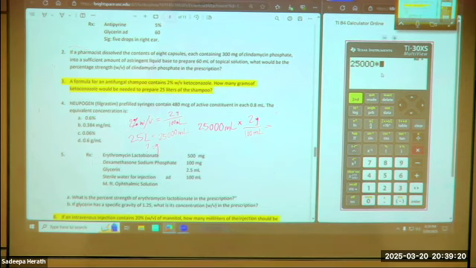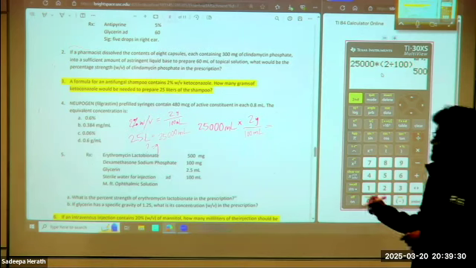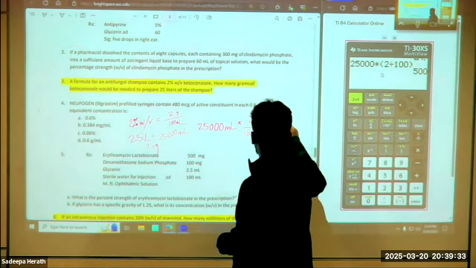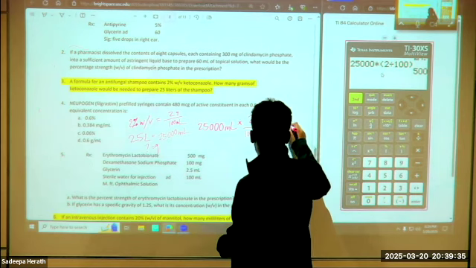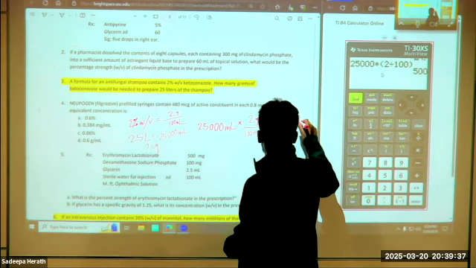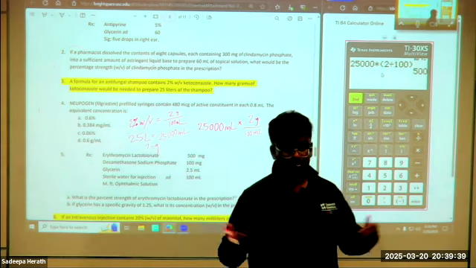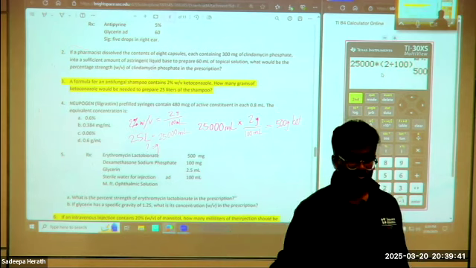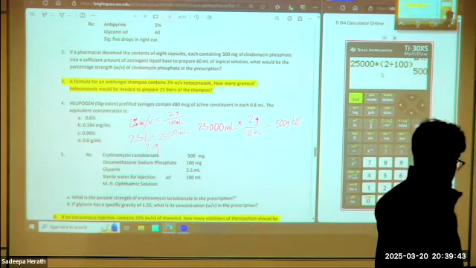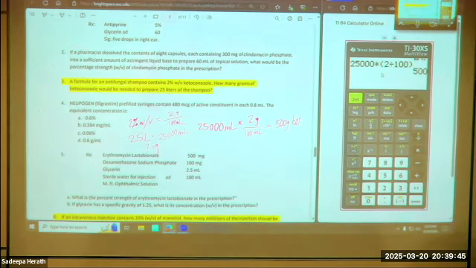25,000 times, if you want to be specific, 2 divided by 100, that's 500. 500 grams of ketoconazole, also known as Nizoral. It's good for your scalp. If you have dandruff, it's really good.